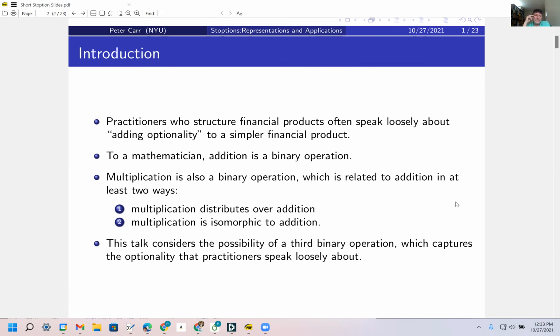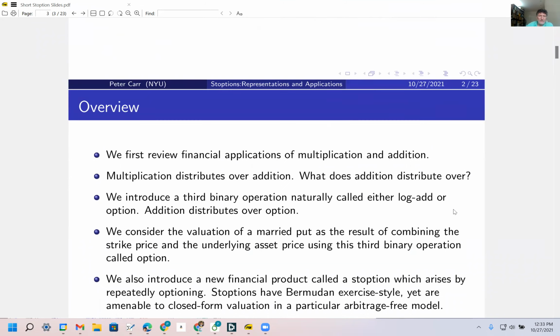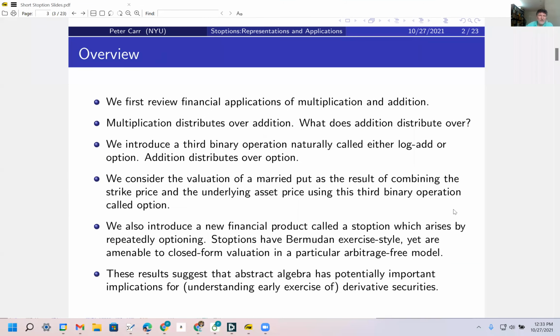So the talk is going to consider the possibility of a third binary operation. And because all of you are in finance, that third binary operation is going to capture the optionality that practitioners speak loosely about. So here's an overview of the talk. First, review financial applications of multiplication and addition. As I said, multiplication distributes over addition, but it's natural to ask, what does addition distribute over, if anything?